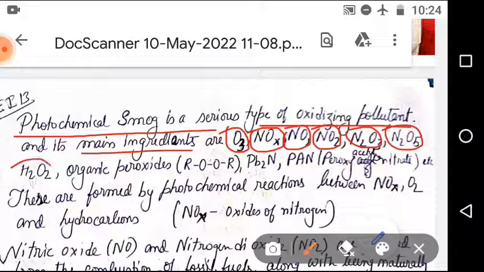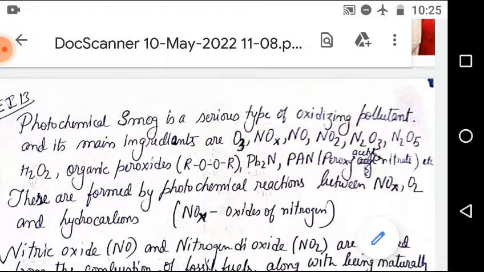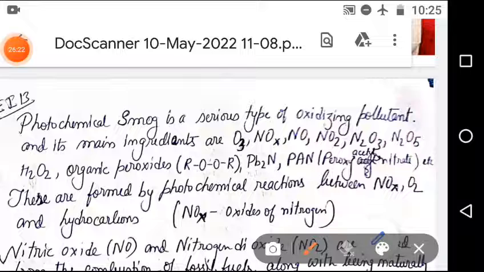Even hydrogen peroxide is also given. Then some organic peroxides. Okay, R is the side chain here. Just reminding you, R is the side chain. It can be any functional group. Then lead nitrate, Pb(NO3)2. Then PAN, the full form of PAN is peroxyacetyl nitrate.